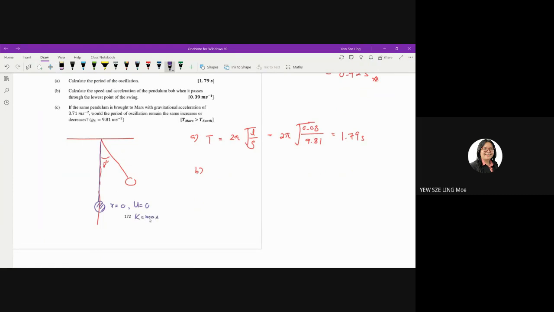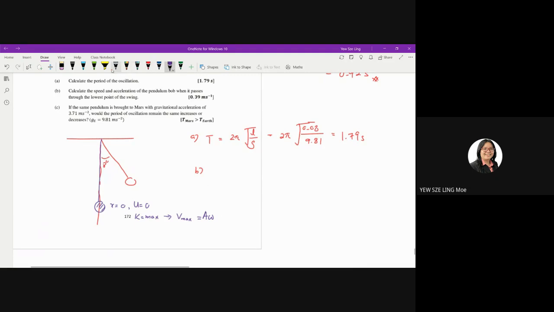Now, why is it important to know what happens to the kinetic energy? Because if kinetic energy is maximum, it means that your v is max at the lowest position. Okay, maximum v at lowest position. So at this position, we have v max. So how are we going to calculate v max? Now, v max, according to what we know, is A omega in simple harmonic motion. So how are we going to calculate it?